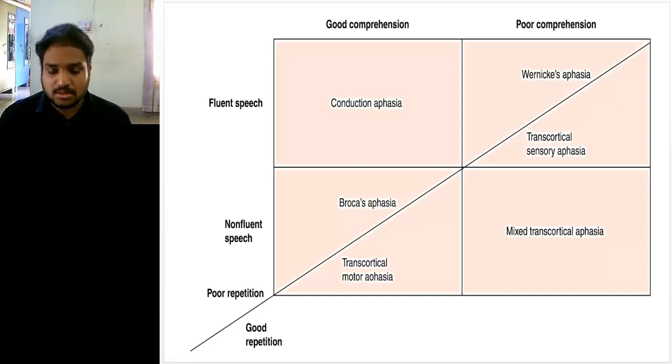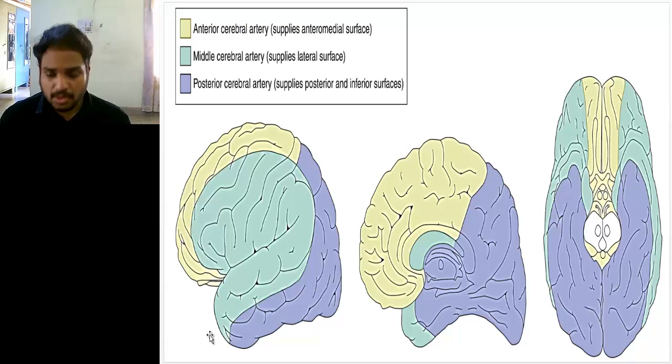So why does this type of transcortical aphasia occur? See, there are some areas in the brain. This is actually the blood supply of the brain, we will deal with it later. You have the anterior cerebral artery, the middle cerebral artery and the posterior cerebral artery. These are the major arteries supplying the cerebral hemisphere.